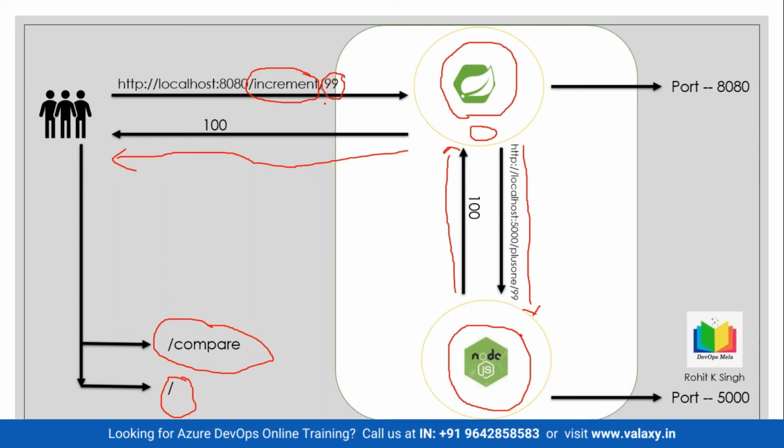Understood? Does anyone have any doubt what exactly this flow is? This is a two-tier application, guys. Whatever experience you have till now with Kubernetes and Docker, based on that experience, all these applications are already created as images, and they are kept inside my Docker Hub repository. I'll be introducing Docker Hub to you also. I'll be fetching the images from Docker Hub and deploying this for you guys.